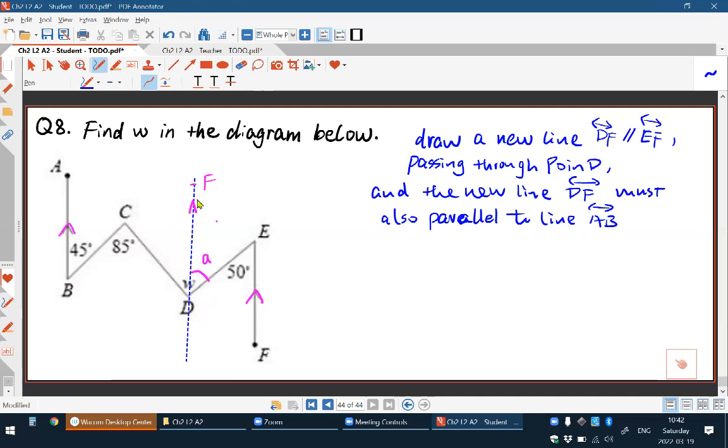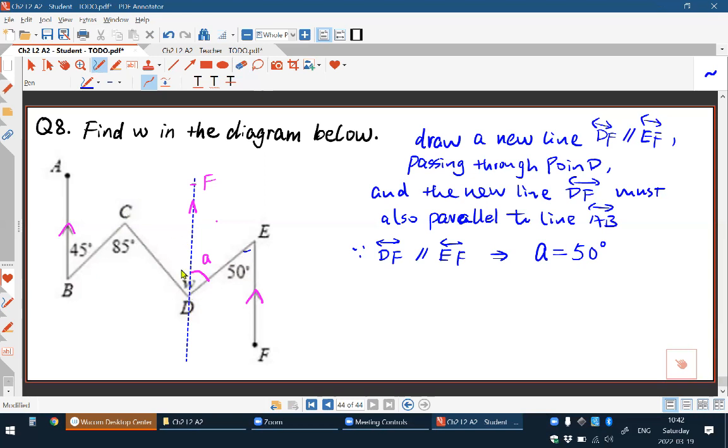Okay, so because DF is parallel to EF, angle A must be the alternate interior angle to the 50 degrees here, right? So that means A must equal 50 degrees. Okay, so at least we have solved part of W here.